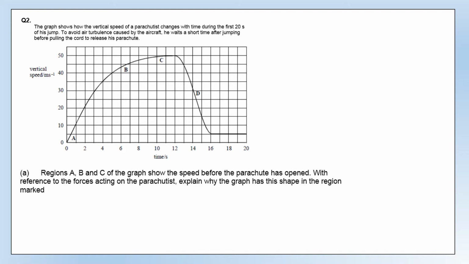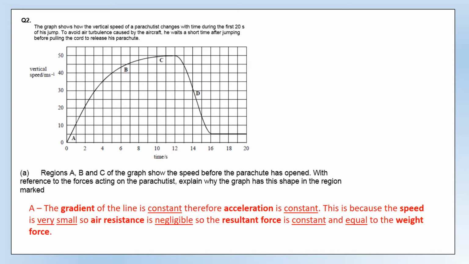So you've got 3 sections that we're interested in to start with, A, B, and C. And what we're going to do is explain what the graph shows about those regions. So let's start with A. So we can see that A is a straight line graph. So it's a straight line to start with, which means the acceleration is constant because the acceleration is the gradient of this graph. This will be because the speed is very small, so air resistance is negligible.